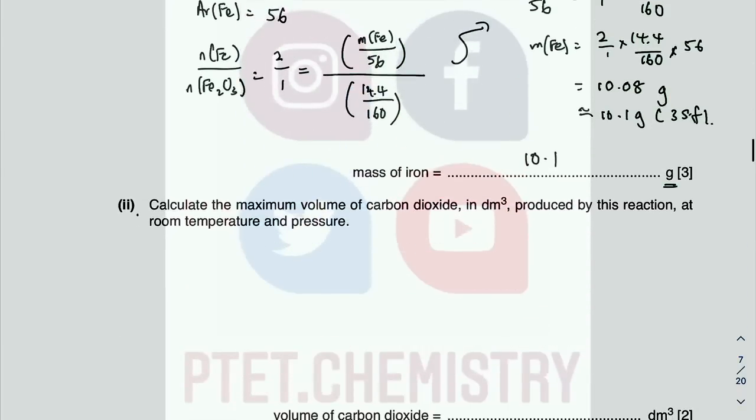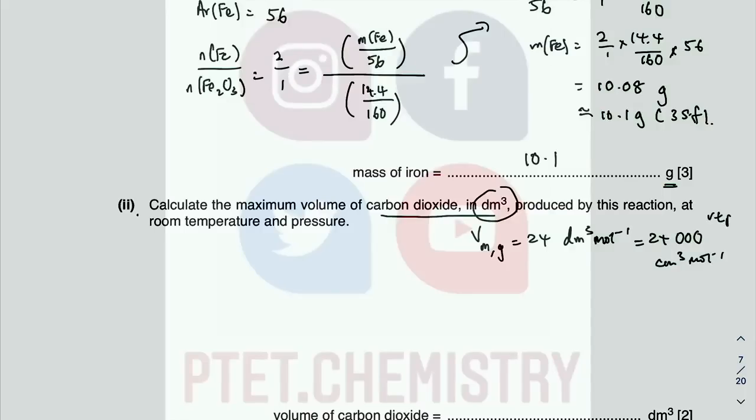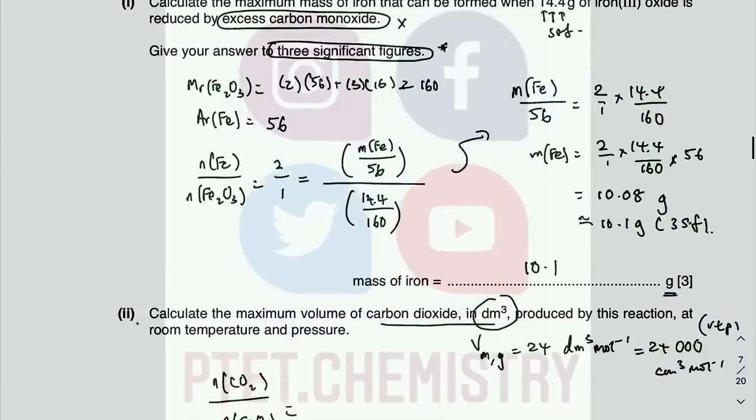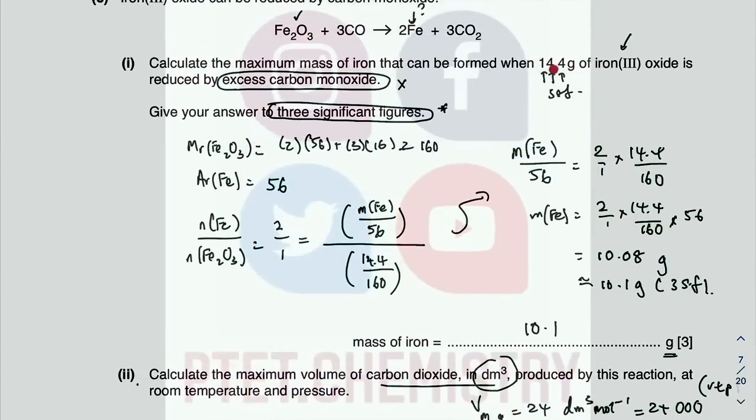Alright. So now they want the volume of carbon dioxide. They want it in dm cube. So the molar volume of a gas can be expressed as 24 dm cube per mole. It can also be expressed as 24,000 cm cube per mole. This is at room temperature and pressure. Since they want it in dm cube, I'm going to be using this for my molar volume to make my life easy. So I'm going to relate it to the iron(III) oxide because I cannot say my calculation is definitely correct, right? So I always use whatever information that I have.